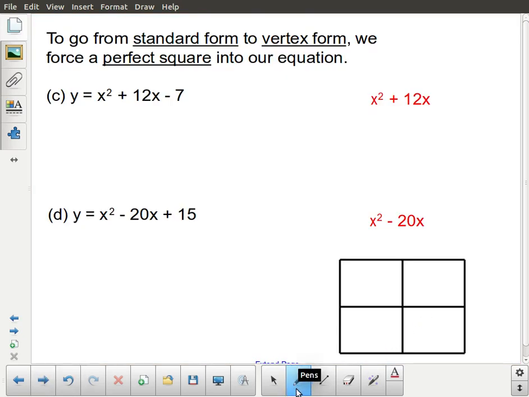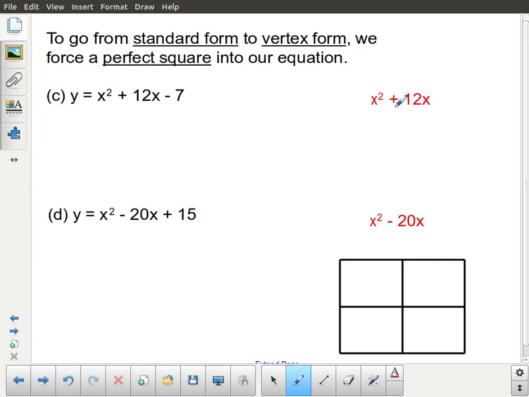Okay, now let's move away from the algebra tiles and let's just talk about doing this strictly using pencil and paper. So to go from a standard form to a vertex form, we have to force. That's what we're doing here. We're forcing a perfect square into our equation. And in order to do that, in order to work with this full quadratic equation, we need to be able to work with the perfect square form.